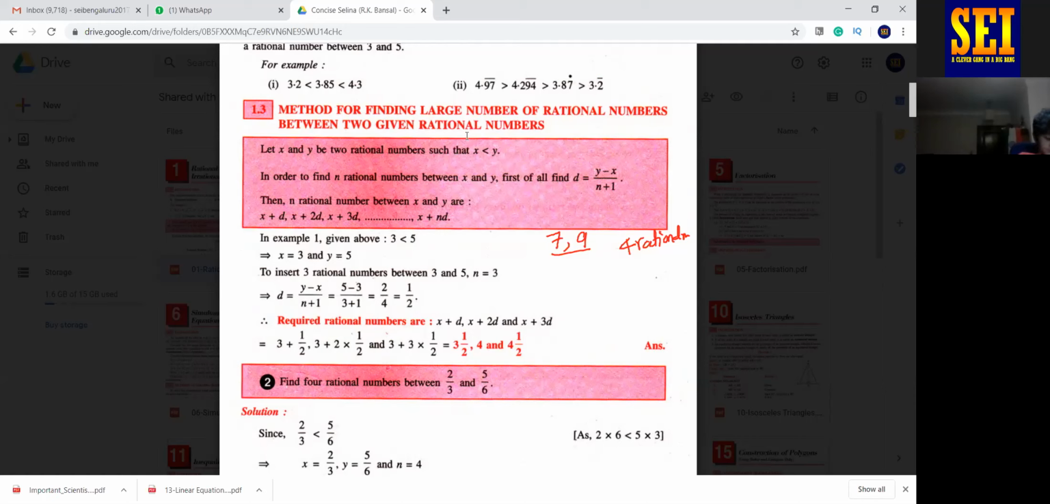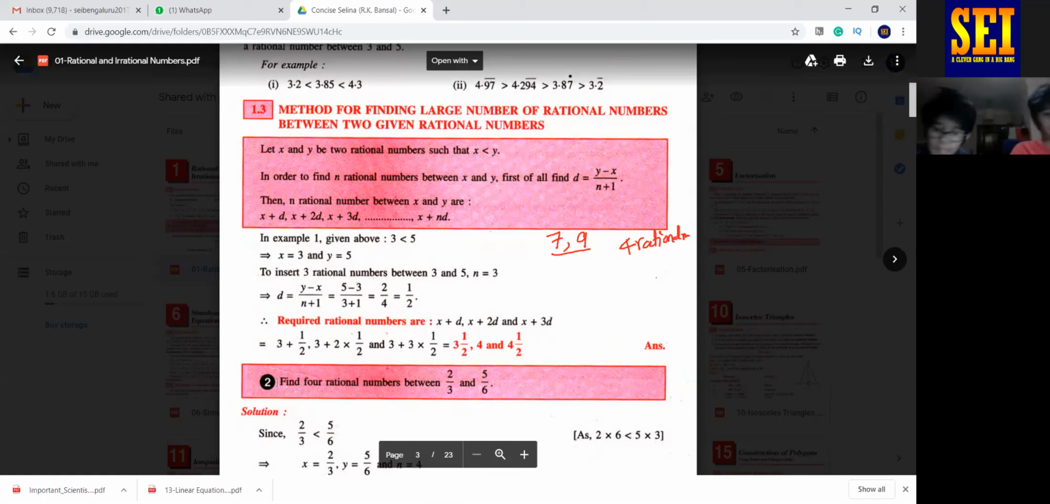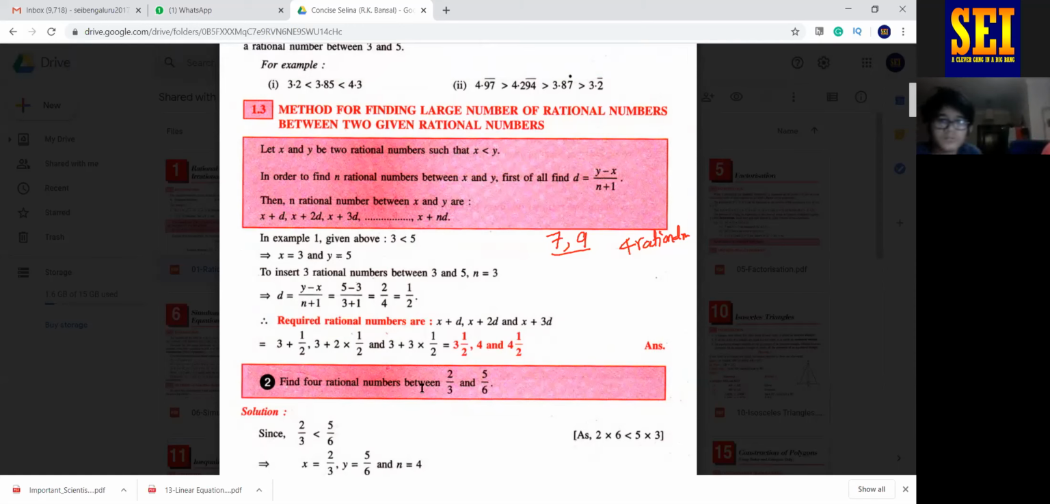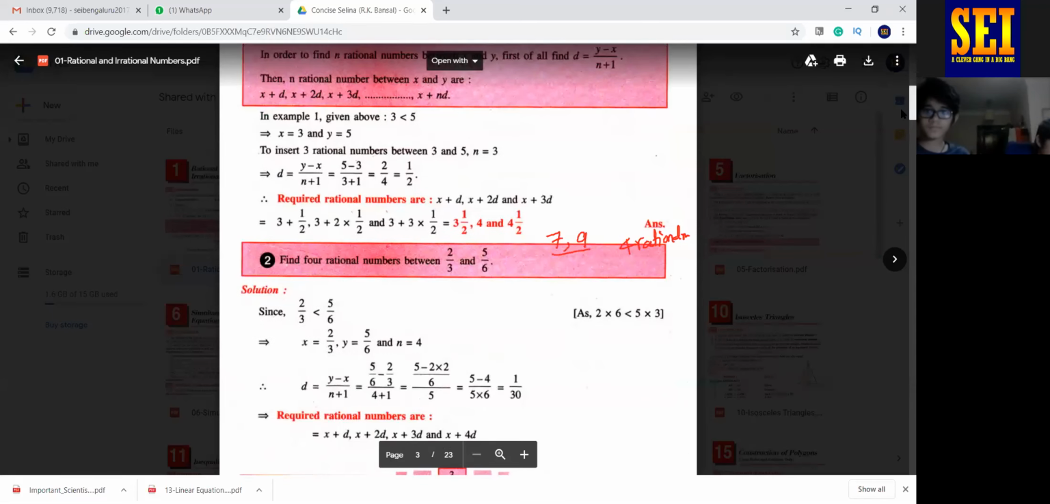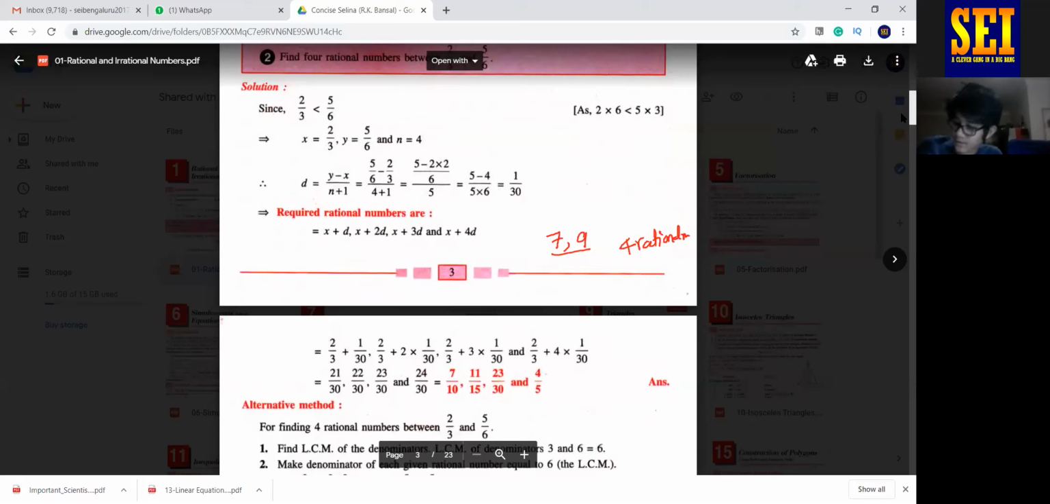Yes, very good, children. Now, this is example 2: find the 4 rational numbers between 2 by 3 and 5 by 6. While using the same formula, can you calculate? Can you tell me what are all the answers you got? 21 by 30, 22 by 30, 23 by 30, and 24 by 30. Excellent. So these are all the 4 rational numbers. Is Kailash also got it or still he is doing? I'm still doing it. I forgot to simplify. Not necessary. It's okay, fine.